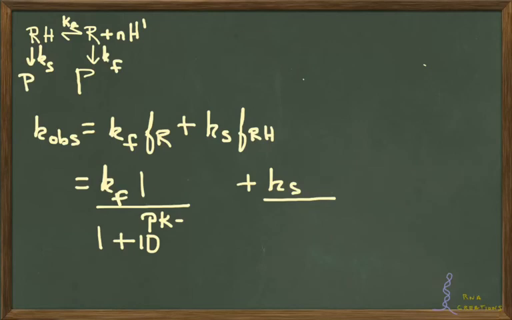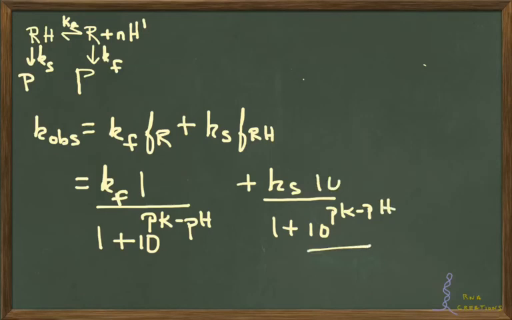But back on this page here, let's see if it'll let me fix it. Okay, 10 to the pK minus pH, and then this guy has the same partition function, so it has the same denominator, and then this term goes up into the numerator.